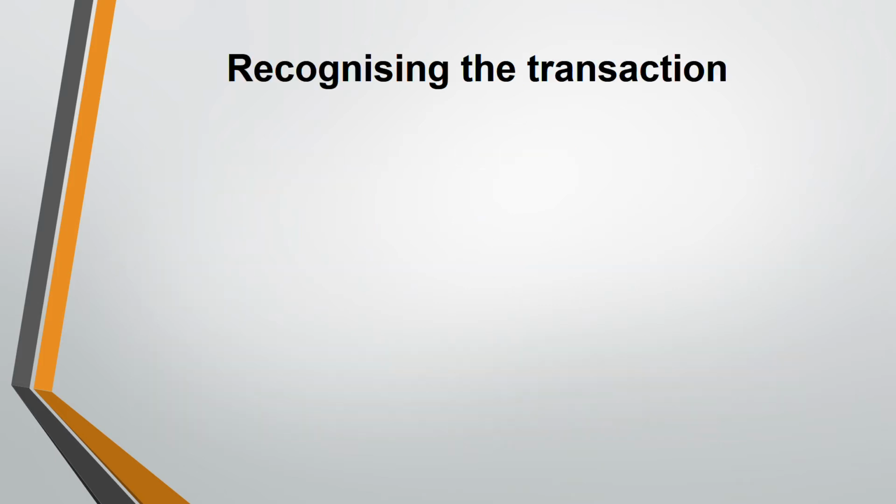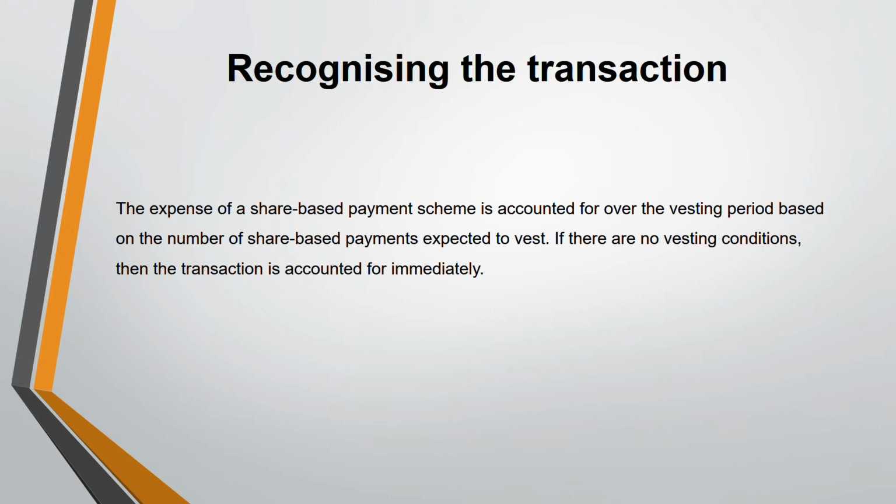So how do you recognize this transaction? Okay, it is an expense for the entity. We are paying shares, you are paying share options to your employees or suppliers, it's an expense. Normally, if you would have paid salary to your employees in cash, it would be an expense for you, right? Same way, this is also an expense.